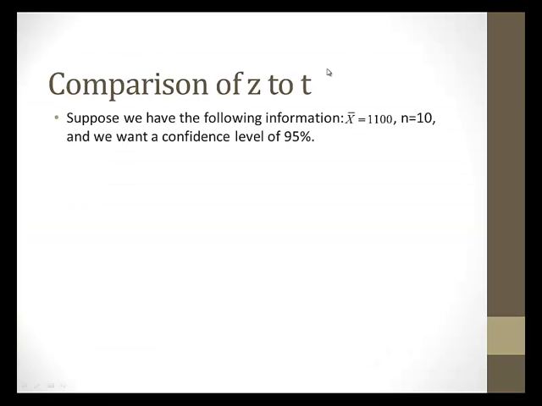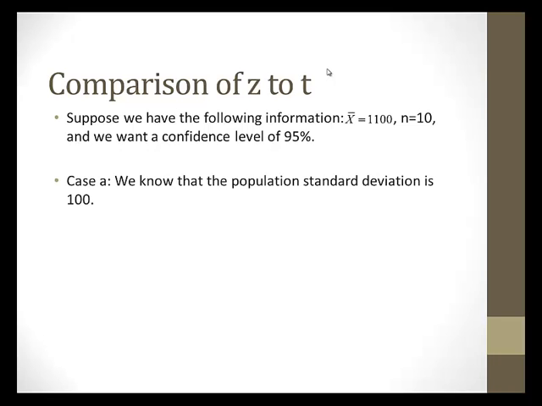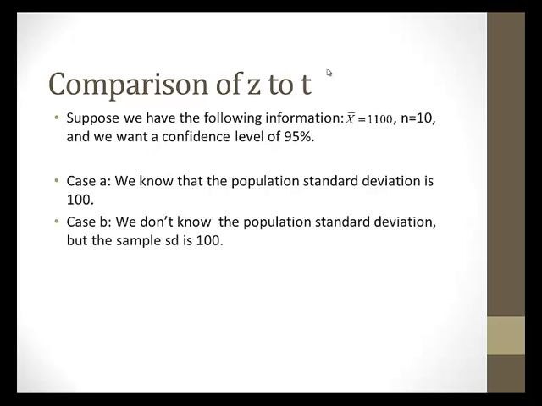All right, let's look at how z is different than t. So we're going to have a sample mean of 1100, a sample size of 10, and let's get a 95% confidence level. Okay, so the first case is we know the population standard deviation is 100. The second case is we don't know the population standard deviation, but we find our sample standard deviation is 100. So we want to compare these two confidence intervals.